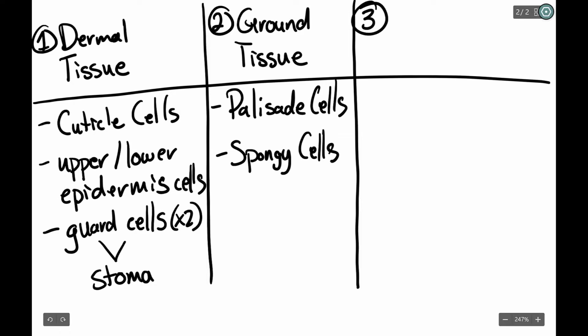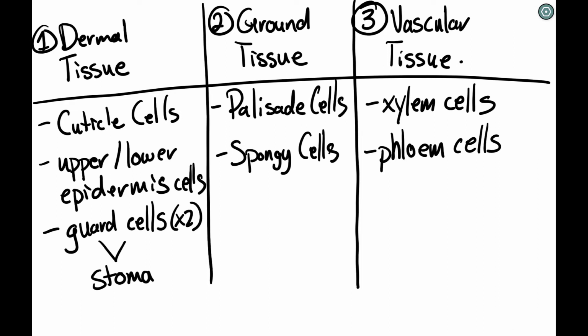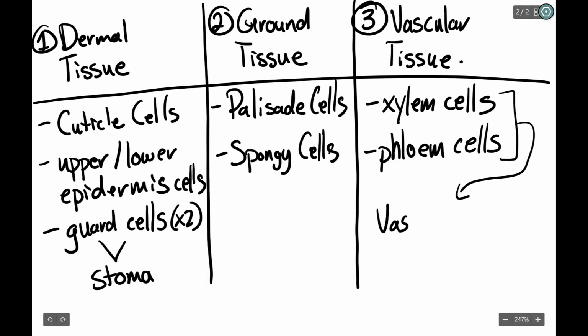And the third type of tissue is called vascular tissue. And those would have xylem cells, which bring water up to the leaf. They have phloem cells, which move sugary water around the plant for it to use in cellular respiration. When you combine those cells, they're put inside of a vascular bundle. And the vascular bundle works together to pump everything where it needs to go.